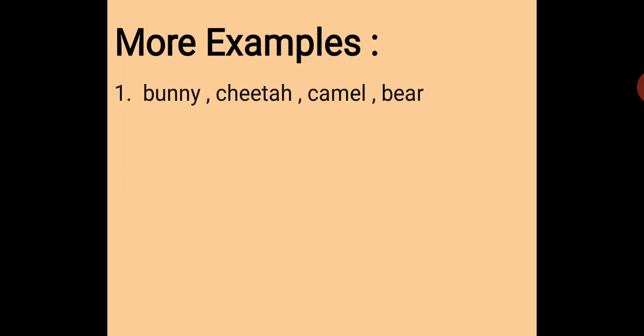And which are the different possibilities? Let's see and understand with these examples. First of all, read these four words. Which are they? Bunny, cheetah, camel, bear. Whenever you read the words, you have to observe which letters of the words are the same. Can you observe it? Here, two words begin with B and two words begin with C.